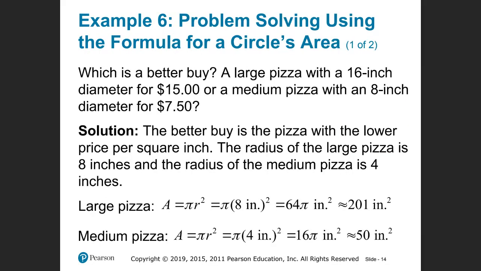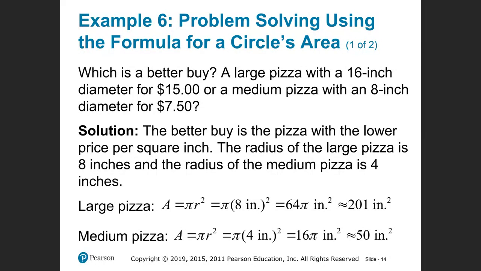Next, we're going to look at the area of a circle. Which is a better buy? A large pizza with a 16-inch diameter for $15, or a medium pizza with an 8-inch diameter for $7.50. Well, just looking at it, it looks like they would be pretty much the same, because the large pizza has double the diameter of the smaller pizza, and the price is double. But let's take a look at this. The better buy is a pizza with a lower price per square inch.